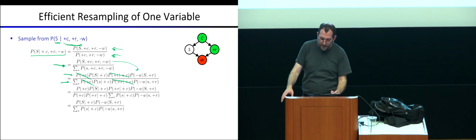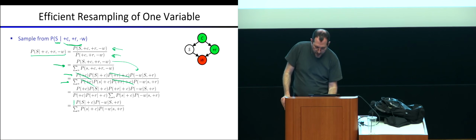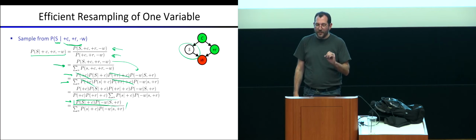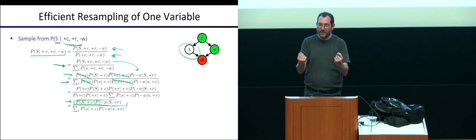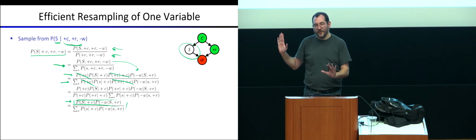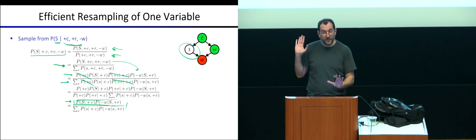And you're left with something really simple. You're left with the following algorithm: you want to resample this variable. You look at all the terms in the network which mention that variable. These are exactly the things you would join together in variable elimination. You take all the terms that mention it, you assign them, and then you normalize over all the different values of S. And that's it. The whole rest of the network doesn't matter, because it's going to cancel out, because its contribution to the likelihood function is the same regardless of what you set S to.